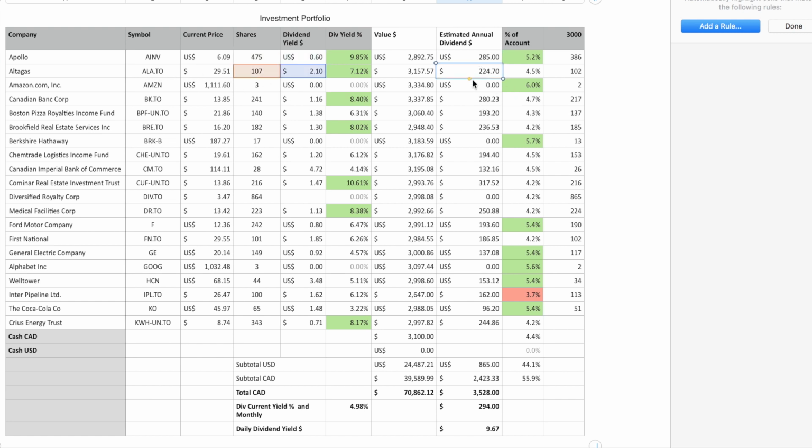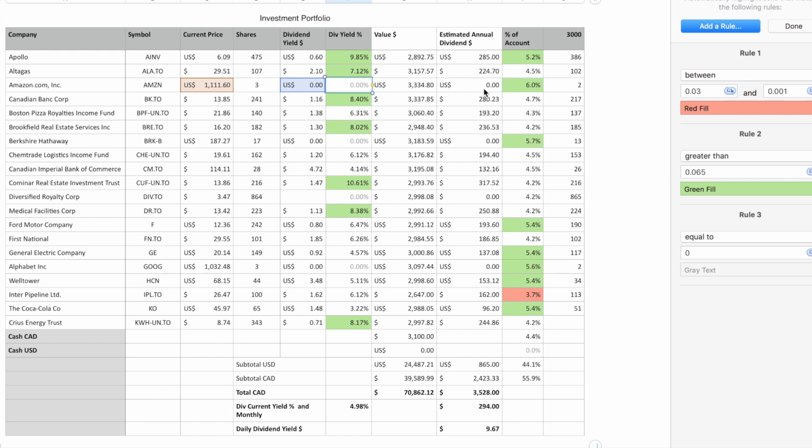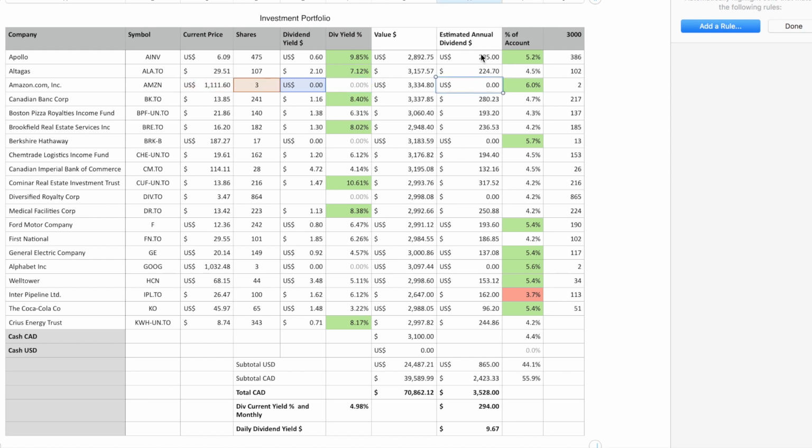So I can get a pretty good idea of what is going to happen. Like, I know that these 3 Amazon shares that I've set up in this portfolio don't pay a dividend at all, so I have 0 estimated annual dividend.